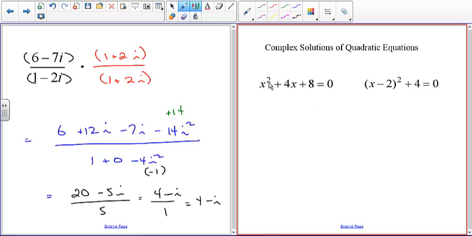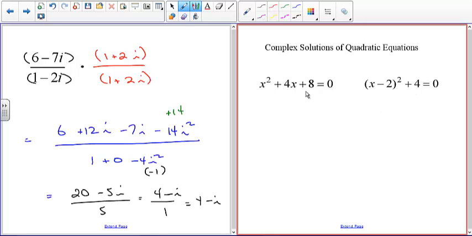So here's an example. x squared plus 4x plus 8 equals 0. So the question is, what are the zeros? We can say what are the factors, we can say what are the zeros, we can't say what are the x-intercepts, because to be an x-intercept, it has to be real.